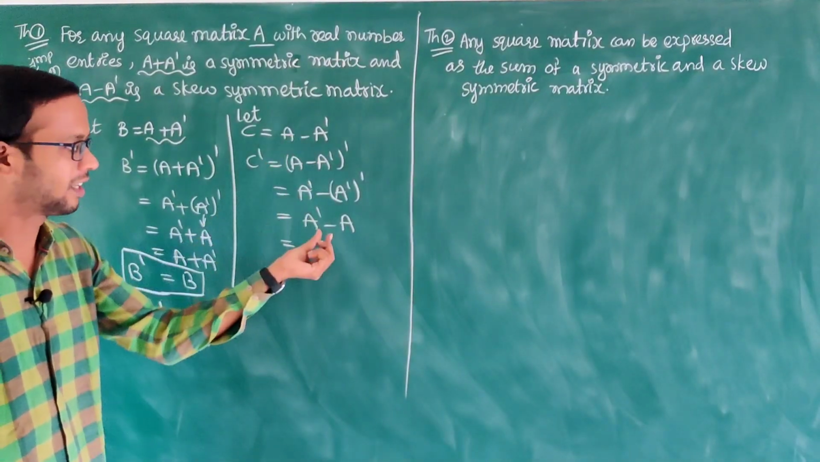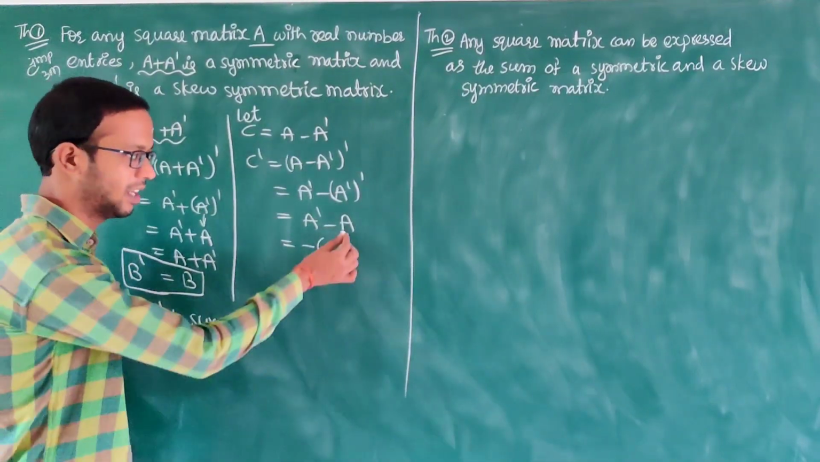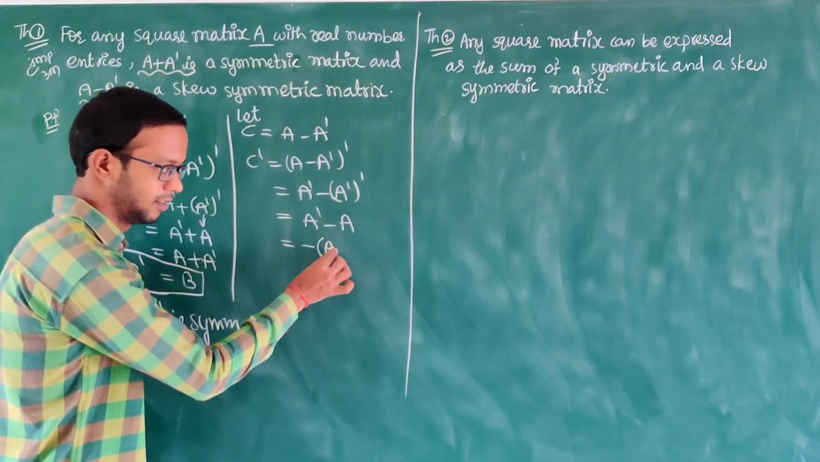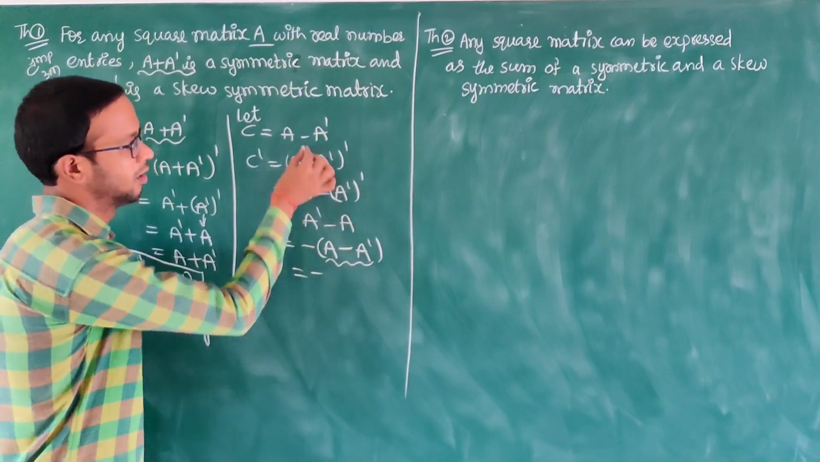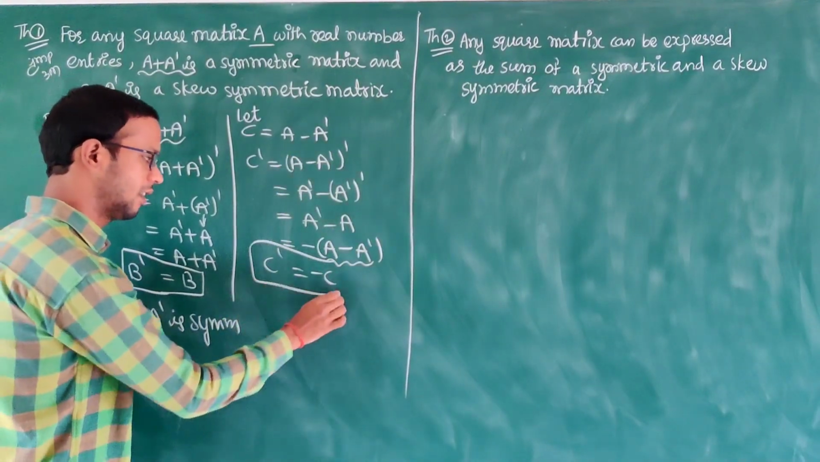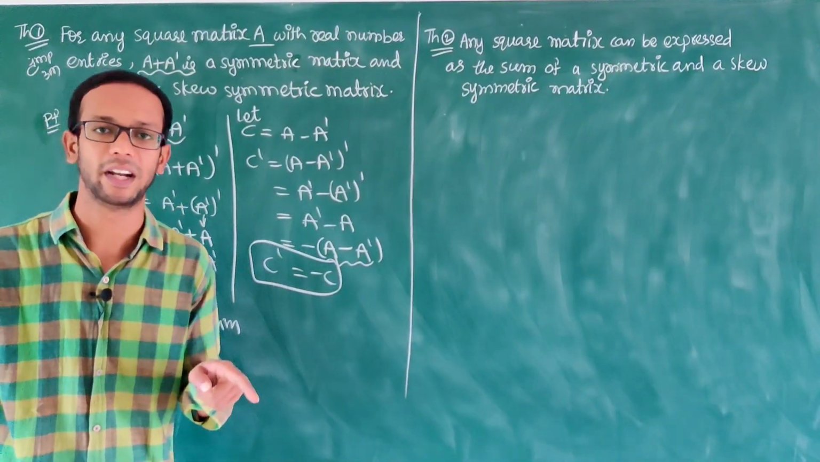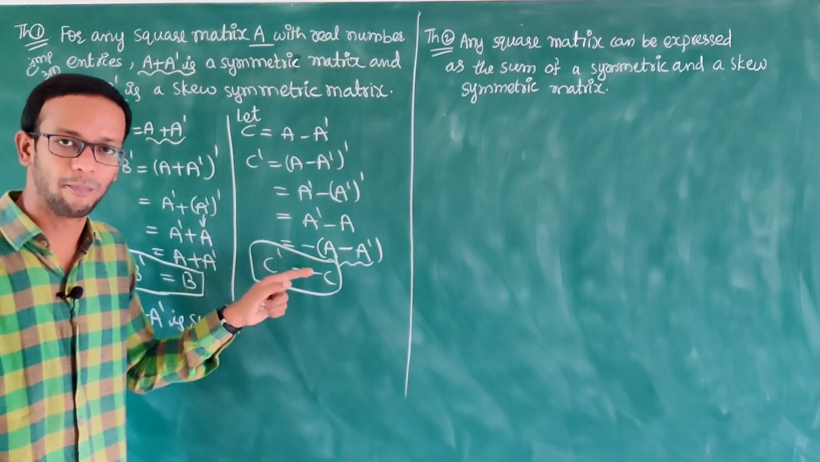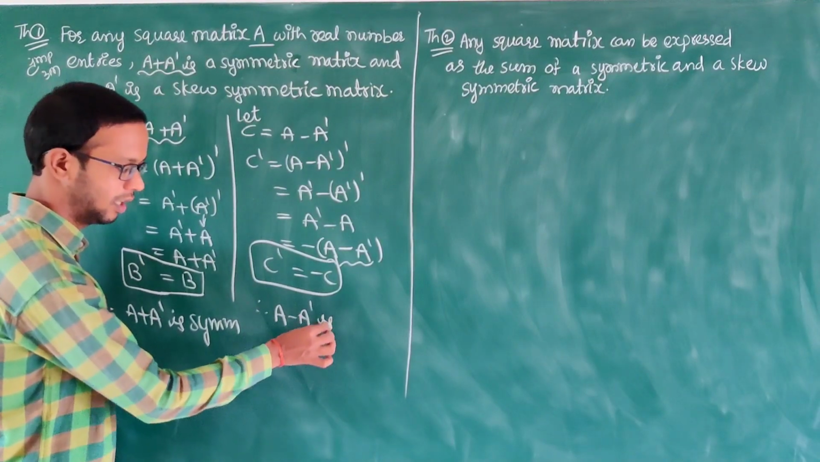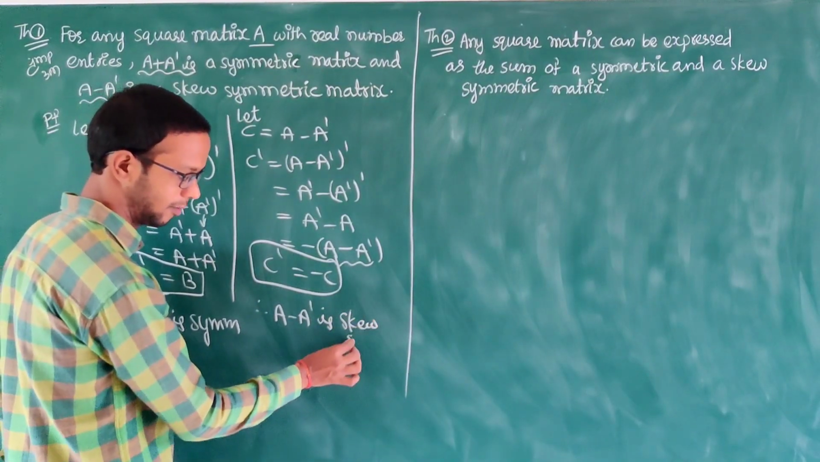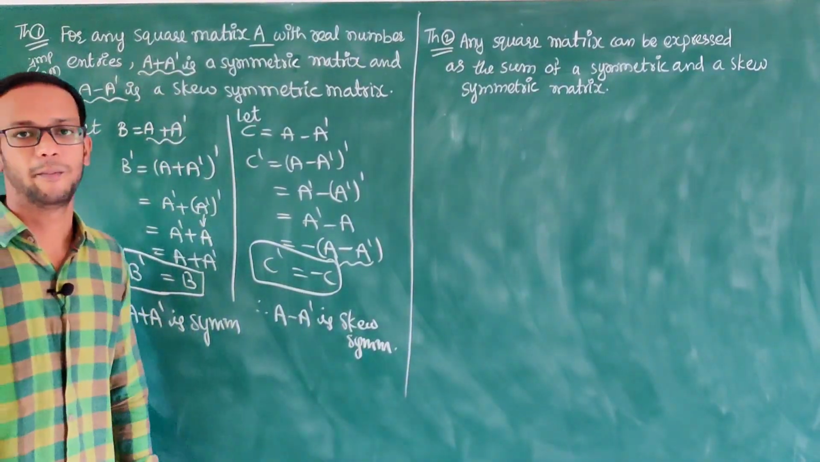If we are not getting this, you observe. Even writing in reverse we won't get it. So I am taking minus common. Taking minus common, this minus becomes plus and this plus becomes minus. This one is what? C dash is equal to minus C. C dash is equal to minus C means it is a skew symmetric matrix. Therefore C, that is A minus A dash, is a skew symmetric matrix. This is a symmetric matrix.